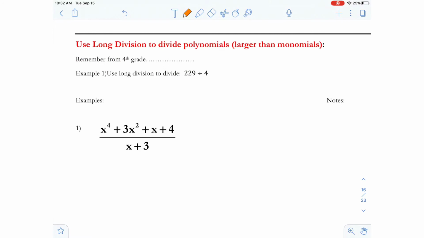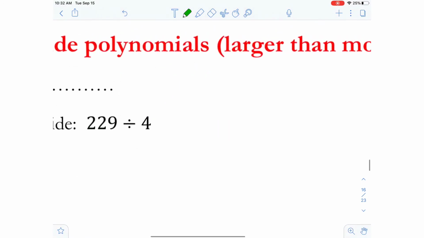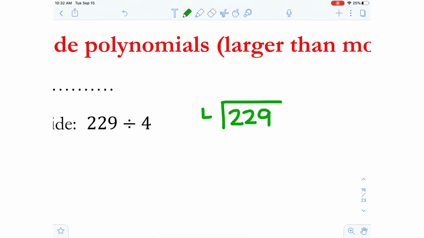So really quick, remember from 4th grade, long division. So if I divide 229 divided by 4, the first thing I do is I see does 4 go into 2? The answer is no, but does 4 go into 22? Yes, 4 goes into 22 5 times, and then remember I would multiply. 4 times 5 is 20, and then I subtract. So when I subtract, I'm going to say draw the line, change the signs. So I subtract. 22 minus 20 is 2. And then remember we drop down the 9, and then we repeat the process.